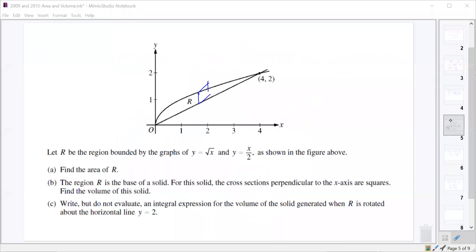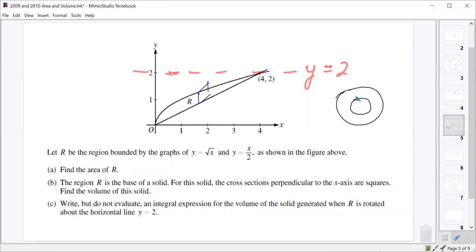All right. So for part C, we're going to take this region and revolve it around the line y equals 2. If we revolve it around the line y equals 2, we are going to get cross sections that look like washers, right? They're going to be a circle with a circle cut out from in between them. And so the outer radius should be the distance from 2 to the lower function, and the inner radius should be the distance from 2 to the upper function. So what is our outer radius?